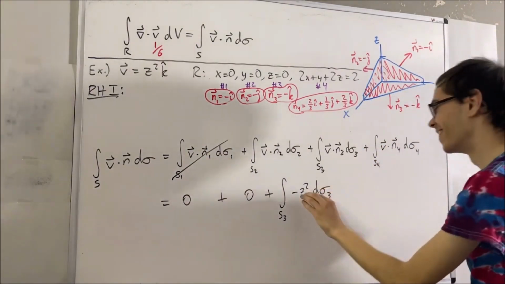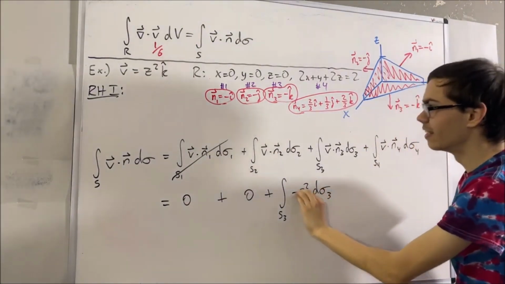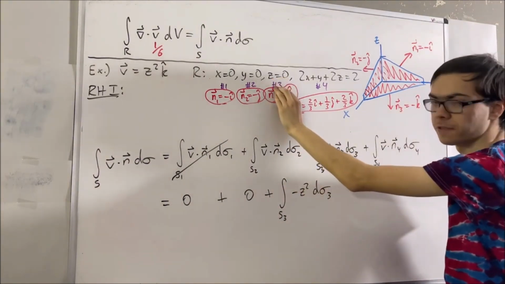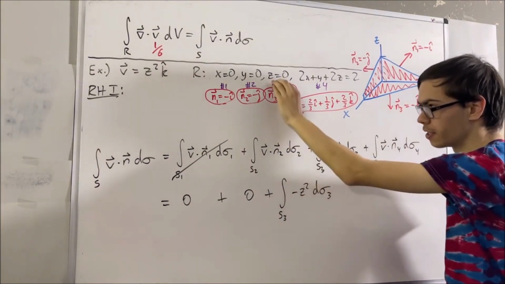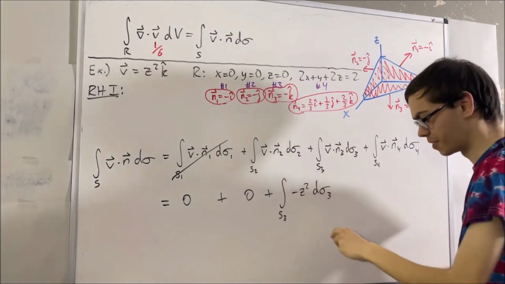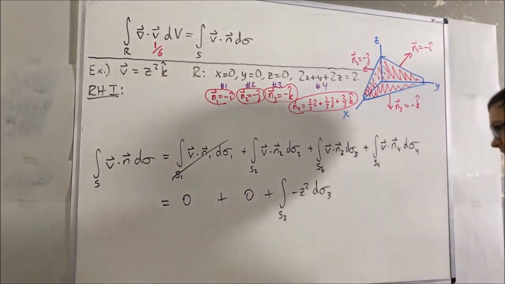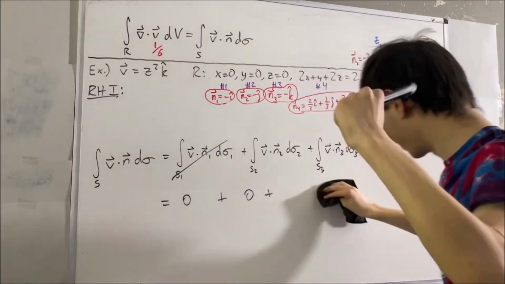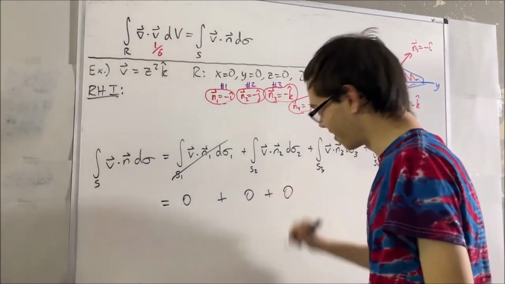But z is equal to 0 for surface number 3. Surface 3 corresponds to z equals 0. So really, this is the integral of 0, which is 0. Looks like we got another 0. We don't even have to do that one either.